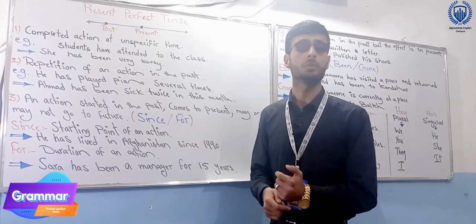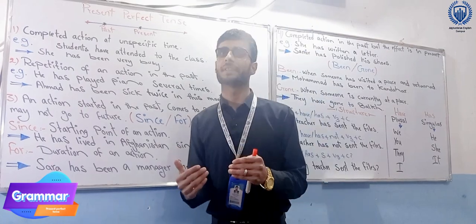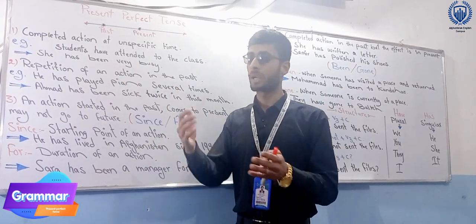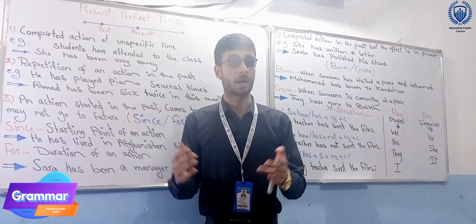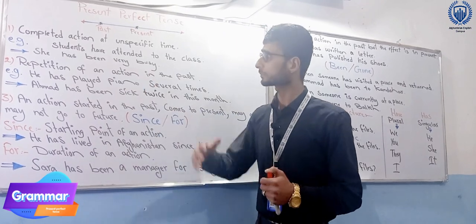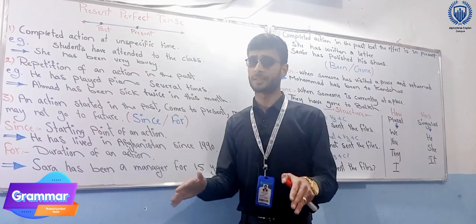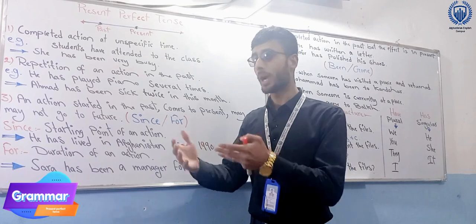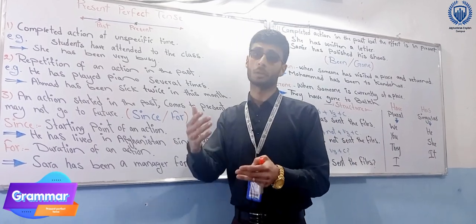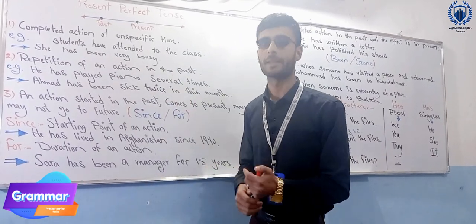Let's come to our own language. For example, we say: we ate bread, we did our homework, we did many things. These all sentences are present perfect tense. Why are these called present perfect? Because the time is unclear or unspecific.